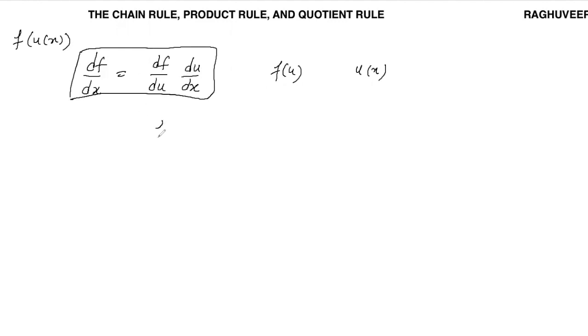So f of u is called the outside function, and u of x is called the inside function. The chain rule basically states that df by dx is equal to the product of the derivatives of the outside function and the inside function, that is df by du and du by dx.